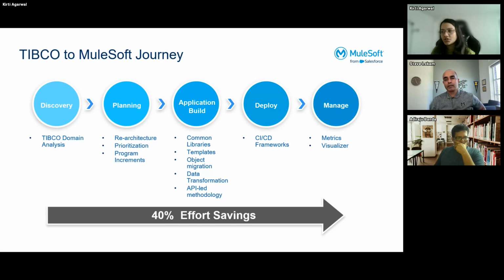Once you have the re-architecture in place, you would go into prioritization. Prioritization is something that I will talk about in depth in the next slide, but it is one of the most important steps when it comes to planning. And once you are done with the prioritization, you would create all your Jira backlogs, epics, and have a program increment in place where you would go through each set of services in an iterative fashion and implement them.